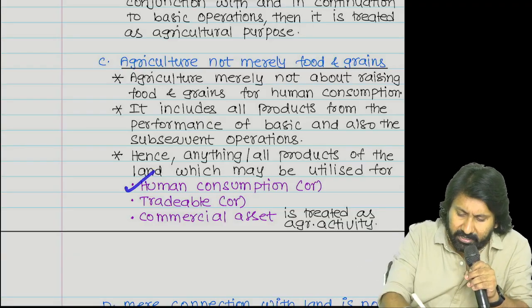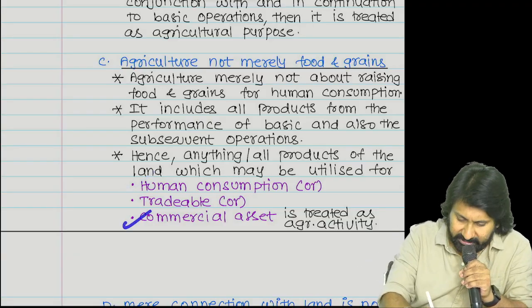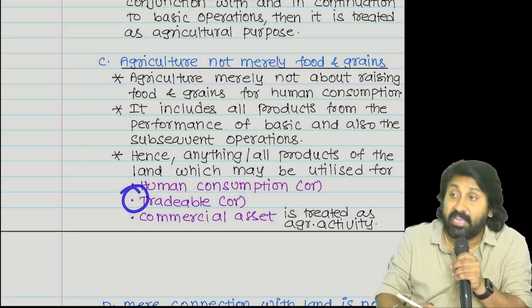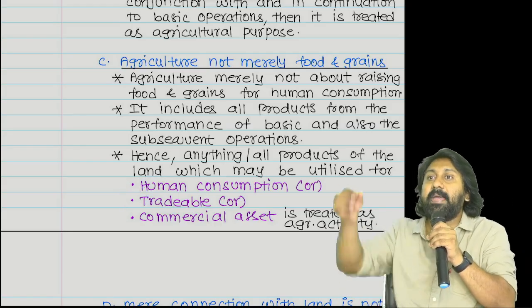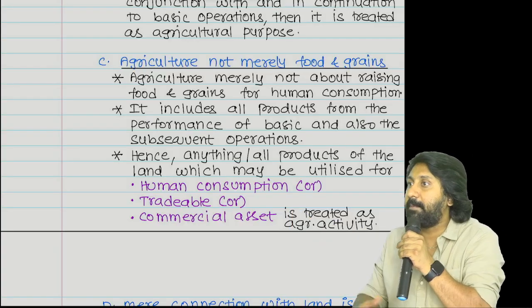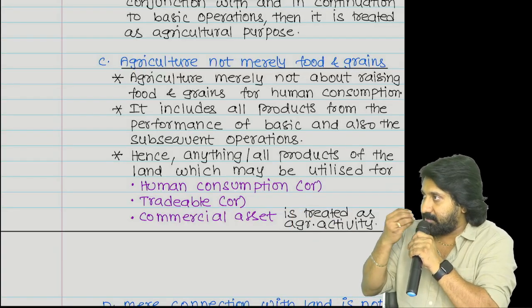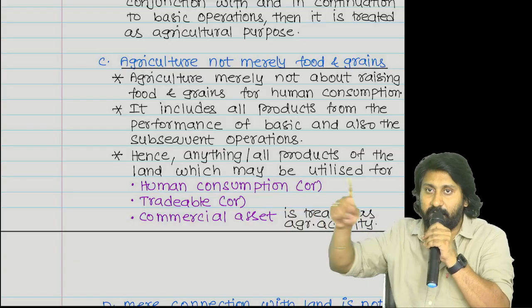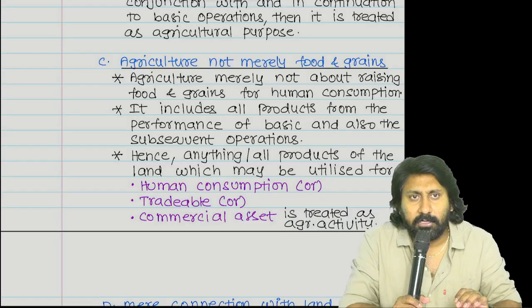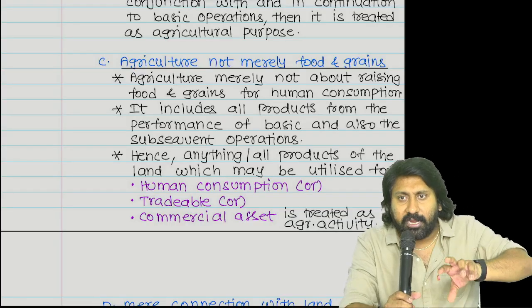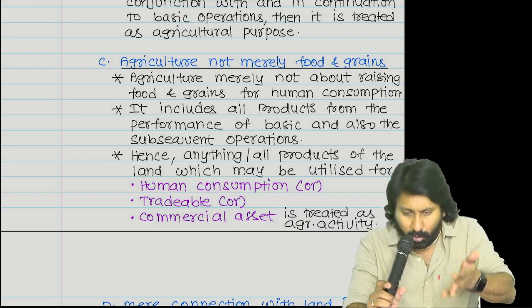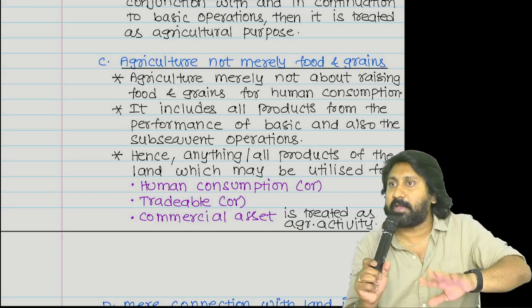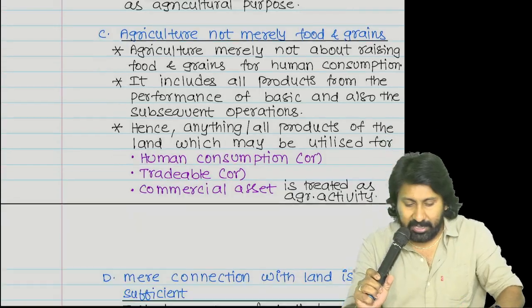Does rubber come under human consumption? No. Commercial assets. Tradable item. Same with paper, from a tree. Is paper for human consumption? No. Commercial assets. Tradable commodity. Now, do you understand the point or not? So agricultural produce or agricultural purpose does not mean only that humans have to consume it, then only it will become agriculture. No. Okay? Last and final.